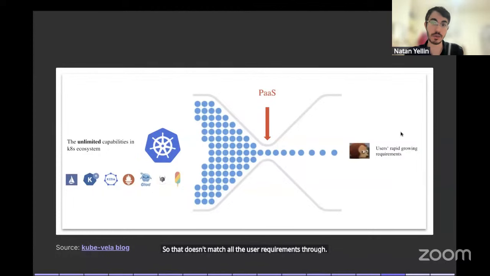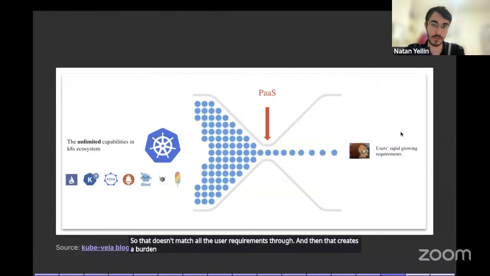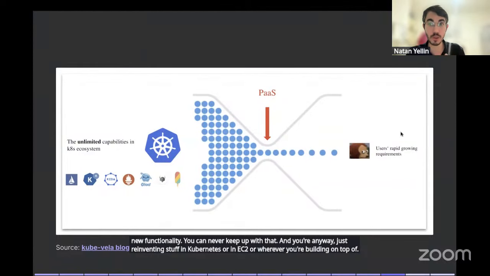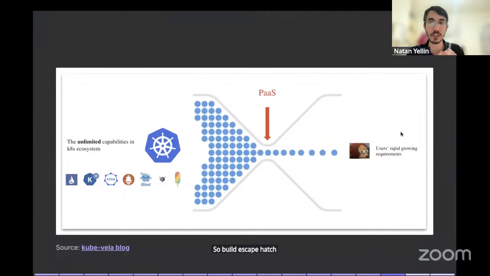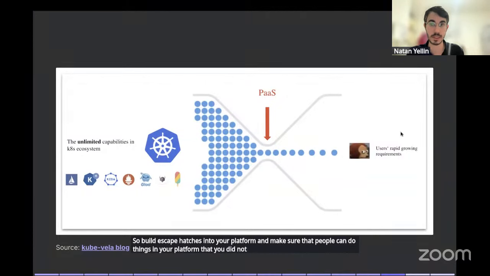And then that creates a burden on your platform team that always needs to go off and chase and add on new functionality. And you can never keep up with it. And you're anyway just reinventing stuff in Kubernetes or in EC2 or wherever you're building on top of. So build escape hatches into your platform and make sure that people can do things in your platform that you did not anticipate when their requirements inevitably change.